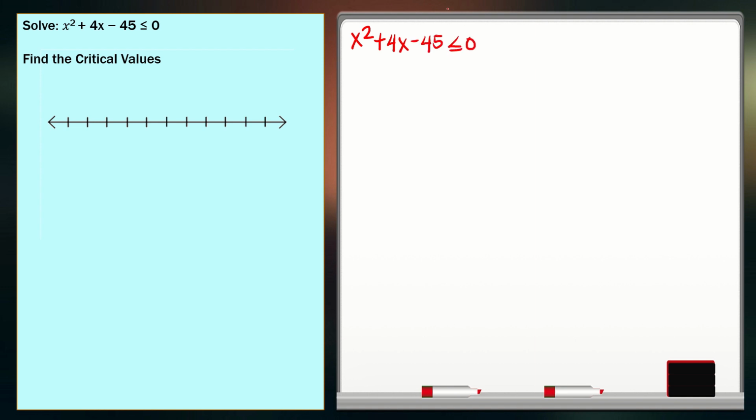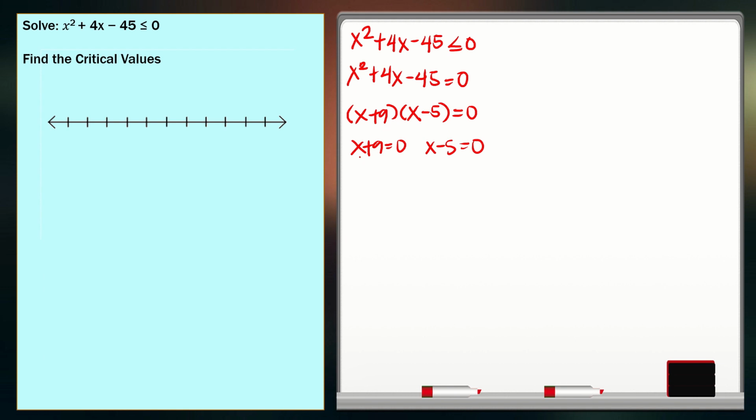So our next step is we're going to factor this just like a normal quadratic equation. So we have x squared plus 4x minus 45 is equal to 0. So the factors are x plus 9 multiplied to x minus 5 is equal to 0. Then we have x plus 9 is equal to 0 and x minus 5 is equal to 0. We apply the zero product property where we write all the factors equal to 0.